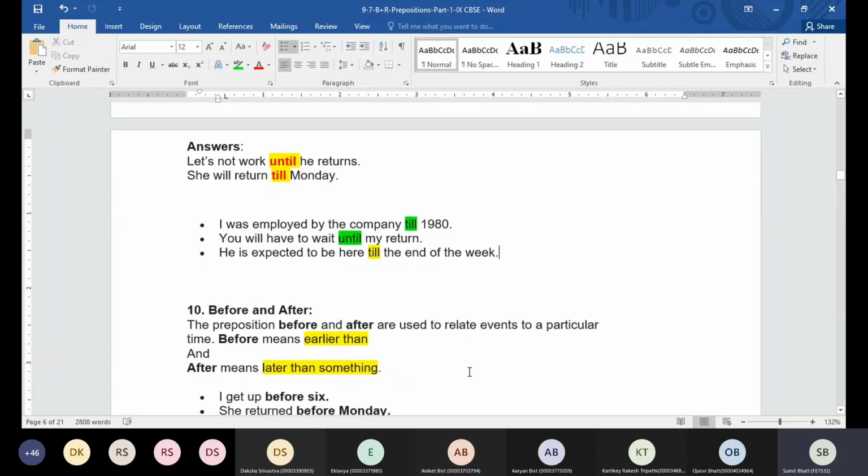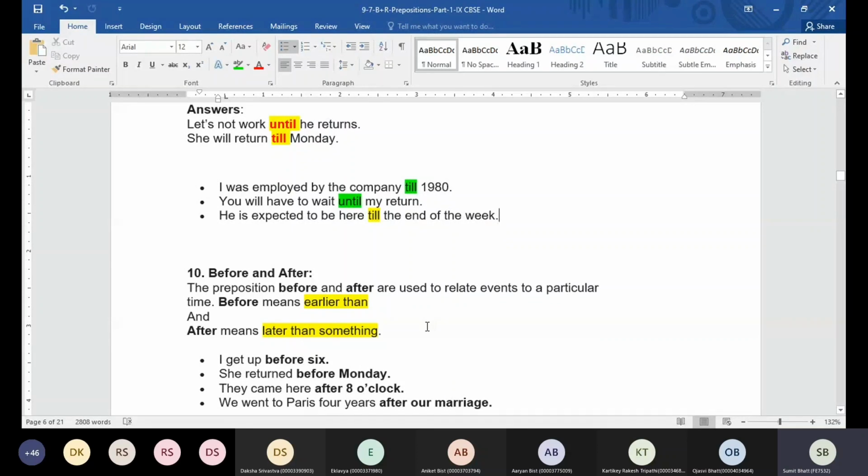Now two more words, very easy to understand, before and after, related to time. Before means earlier than, and after means later than something. Like, I get up before 6, that means earlier than 6 o'clock. She returned before Monday means earlier than Monday. They came here after 8 o'clock, that means later than 8 o'clock. We went to Paris 4 years after our marriage, so that means once 4 years had been completed after that. So that's how we use before and after when you are referring to time.